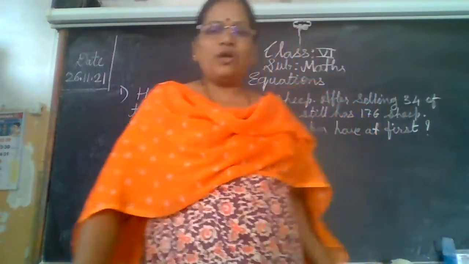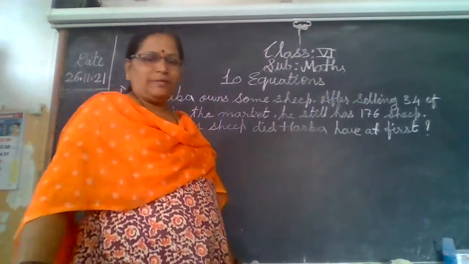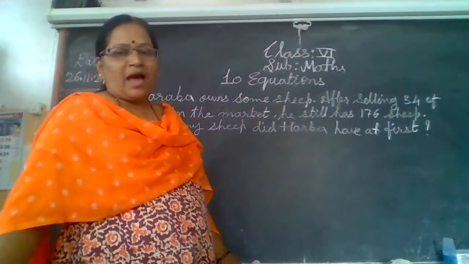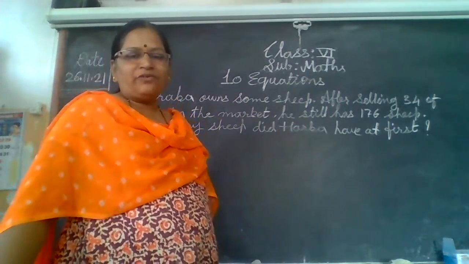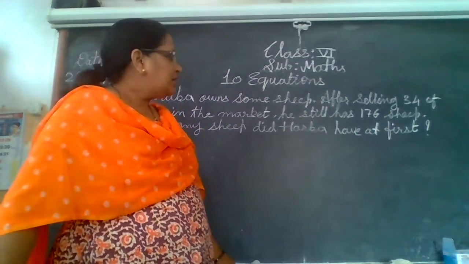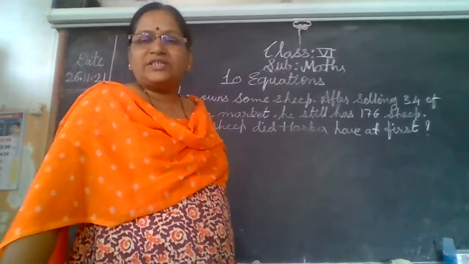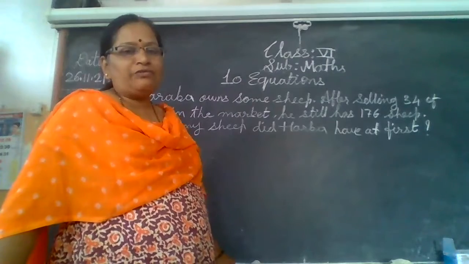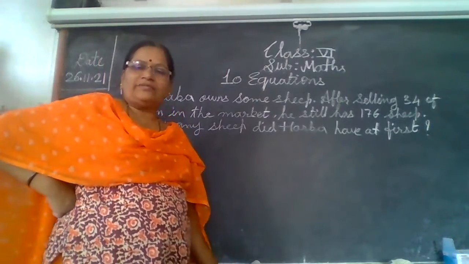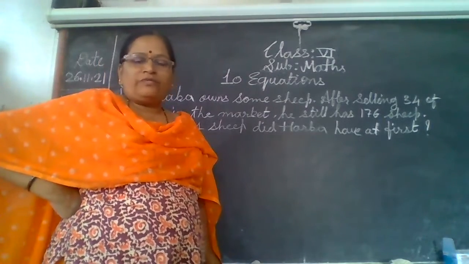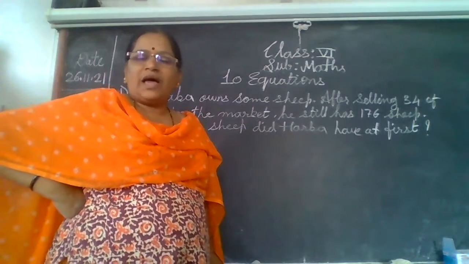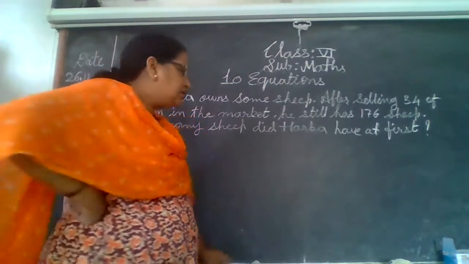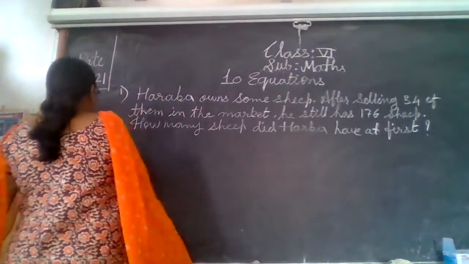So Harba has some sheep, meaning we don't know how many sheep he had. But after selling 34 sheep, he has 176 sheep left with him. So you have to find how many sheep Harba had at first. We don't know how many sheep he had, so for this unknown we will take x. Okay, so the solution.